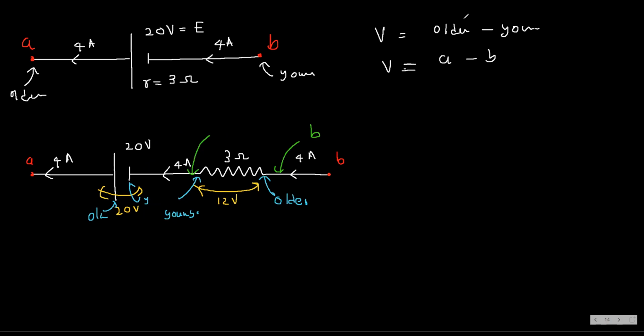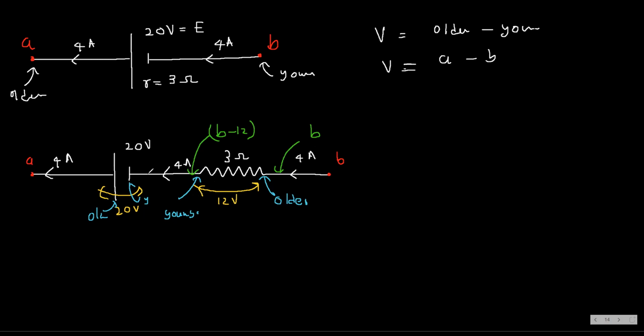Okay. This one is the older one. Am I correct? Sobana? Correct, sir. Okay. Then the age difference is 12 volt. Am I correct? Correct, sir. Then the younger one's age is B minus 12. Is it clear or not? Because the older one is B and the younger one is B minus 12. Okay, thank you, sir.